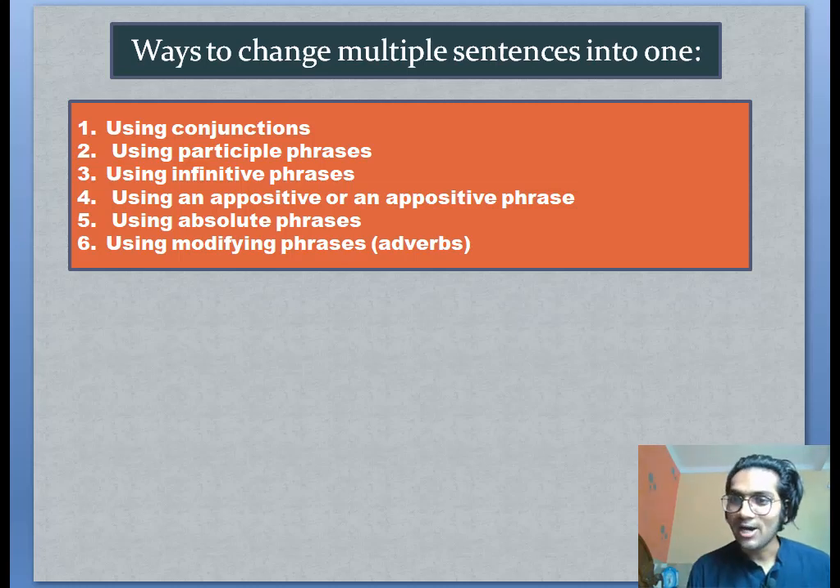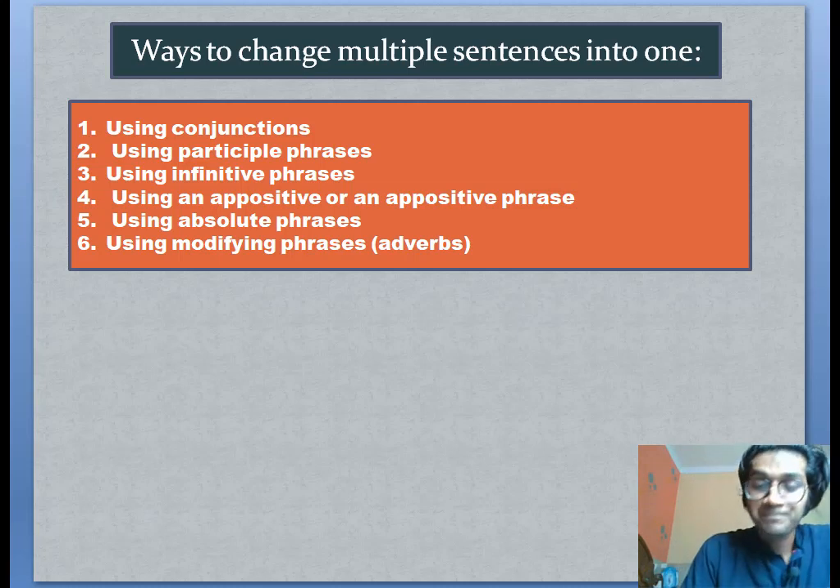Okay, now let us talk about these things that we will be using to change two or more sentences into one. We have conjunctions. We will be using conjunctions, coordinating and subordinating. We will be using participial phrases, phrases that start with a participle. That could be a present participle, a verb form ending with ing, or a past participle, third form of a verb that works as an adjective. We will be using infinitive phrases, right? Phrases that start with an infinitive, to plus first form of a verb, right?